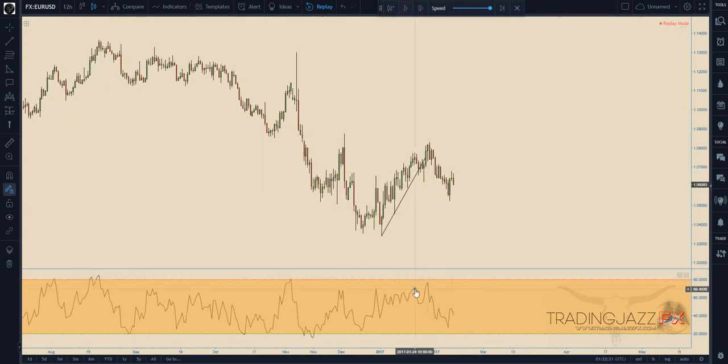What happened here? New structure highs there, and look what happened at this point. RSI, price, previous structure synced, all synced there, and look what happened here.